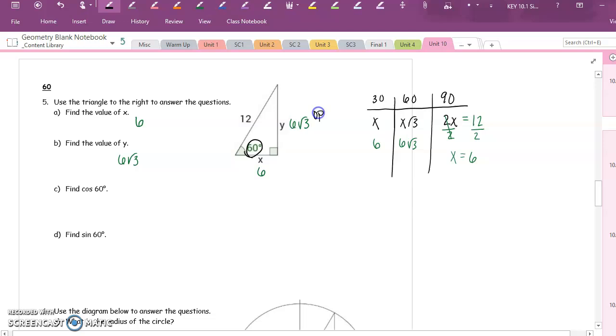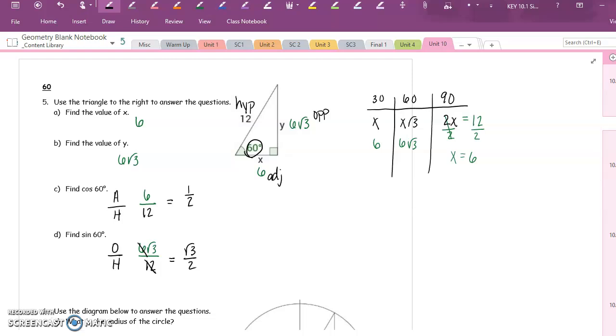So based on 60, here's my opposite side, my adjacent side, and the hypotenuse. Cosine is the adjacent over the hypotenuse, so therefore I'm going to take my adjacent side, which is 6, and put it over the hypotenuse, which is 12. Let's reduce this. We get 1/2. Let's take the sine of 60 degrees, which is opposite over hypotenuse. My opposite side is 6 square root 3 over the hypotenuse, which is 12. Let's simplify. We get square root 3 over 2. So cosine of 60 degrees is 1/2, and the sine of 60 degrees is square root 3 over 2.